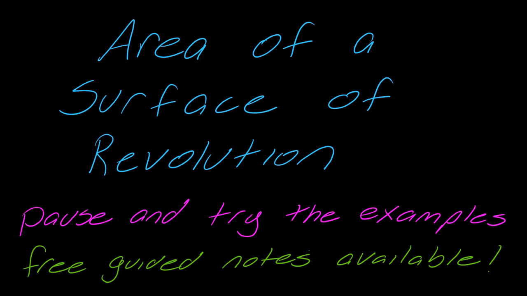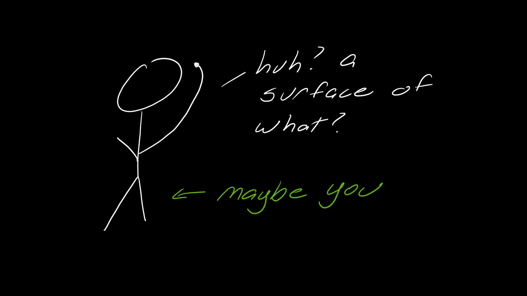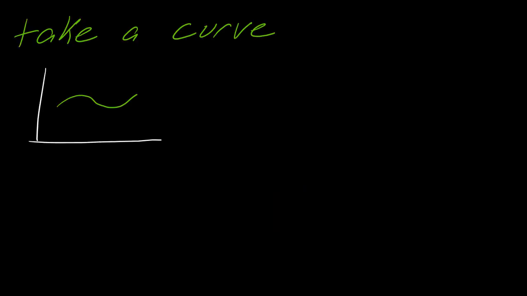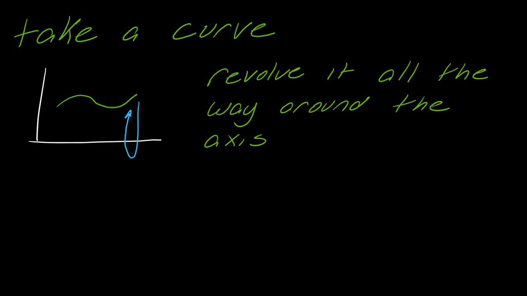So we're going to talk about area of a surface of revolution, which of course you might be saying, a surface of what? So let's talk about what this is. You take some curve and then you revolve it all the way around an axis. And if you think about that idea of revolving it and having that come out of the screen, you could probably imagine some sort of solid 3D object.